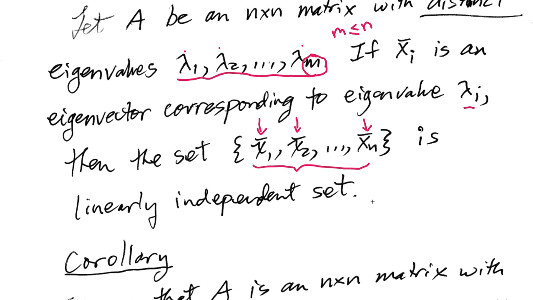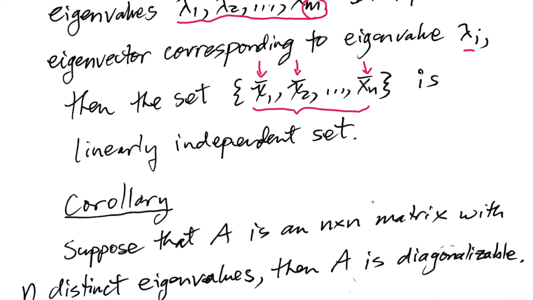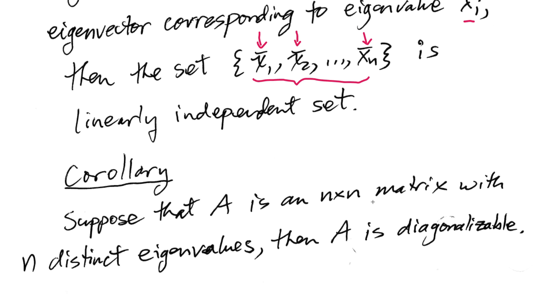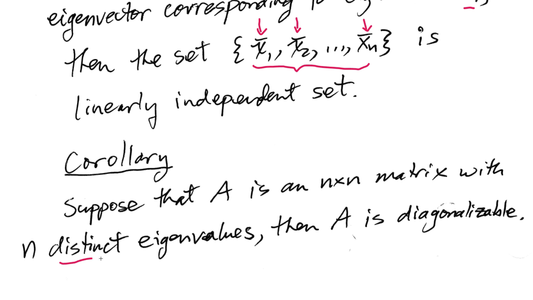Let's talk about a quick corollary here. Suppose that A is an n by n matrix with n distinct eigenvalues. That means all the eigenvalues are distinct, right? Because it's an n by n matrix, there's a total of n eigenvalues. This means you wouldn't be repeating any eigenvalues, right? No repeats. That would mean what then? Then you would have n corresponding, this should be an m here, by the way.